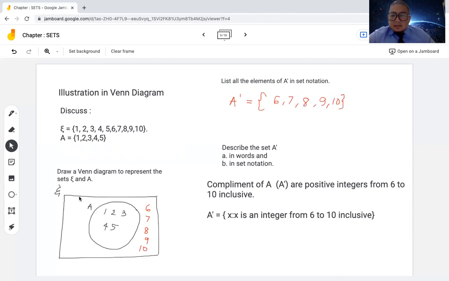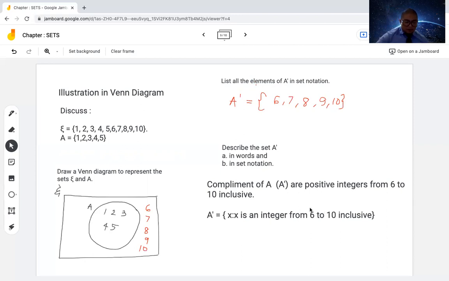All right. So it says here, describe the set A prime in words and in set notation. If you're going to write it down, this is the complement of A, or A prime, the positive integers from 6 to 10 inclusive. Or if you're going to describe it in set notation, A prime is equivalent to {x such that x is an integer from 6 to 10 inclusive}.